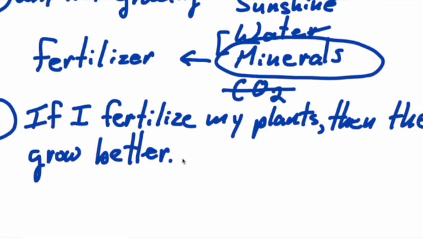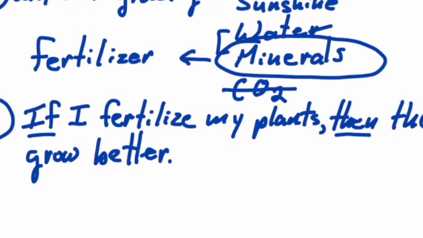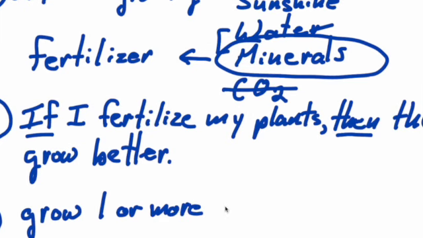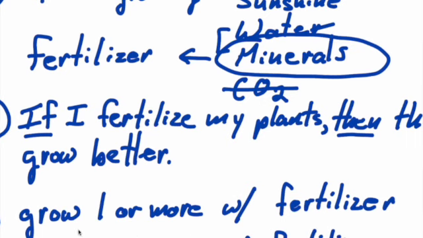Now, the advantage of this if-then statement is that it suggests an experiment, okay? So the experiment's kind of already decided for you. I mean, it's pretty obvious the experiment to set up here, all right? And that is grow 1 or more plants, preferably more, with fertilizer. And then you're going to have 1 or more plants without fertilizer. Okay, so that's a relatively simple experiment, one that we can approach.